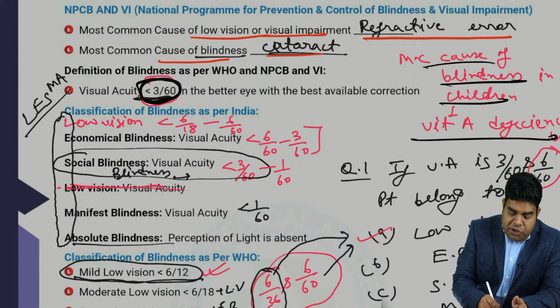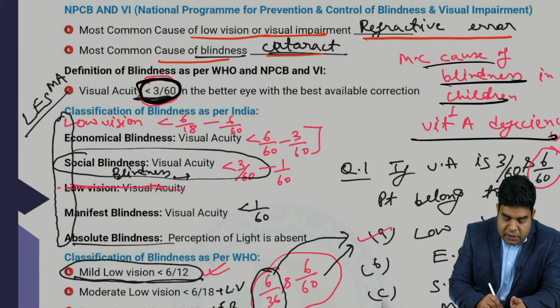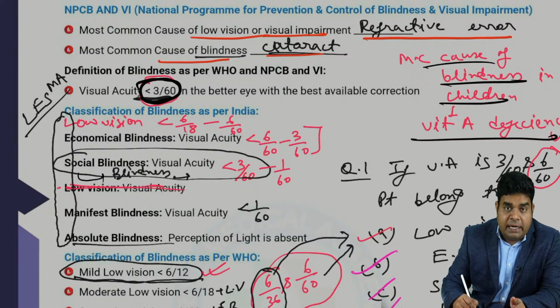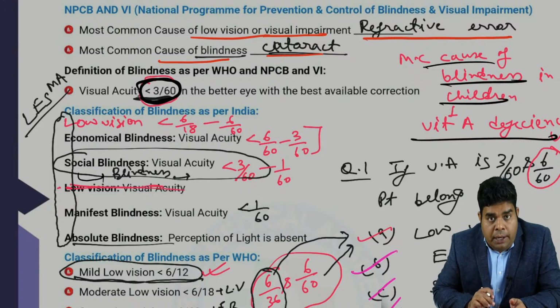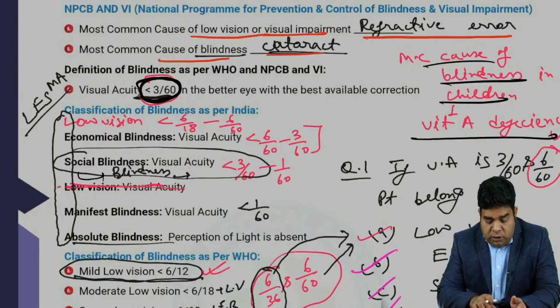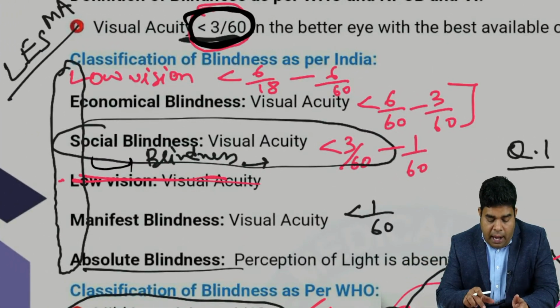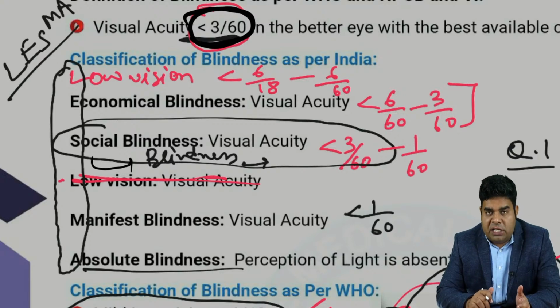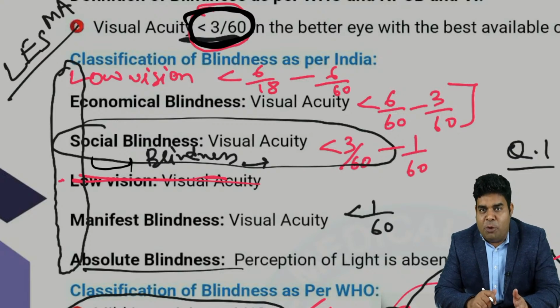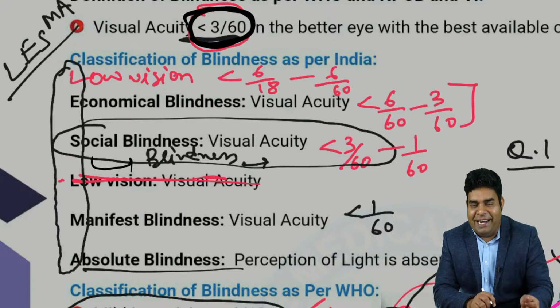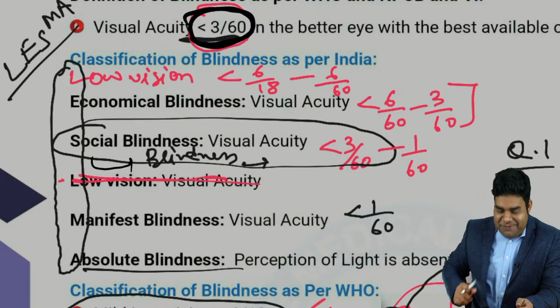And this same definition is of social blindness. So whenever they say social blindness, it simply means blindness. Okay, social blindness is the blindness. Now we have to focus on the classification, and the classification is very easy to remember if you use the mnemonic LESMA, small mother.